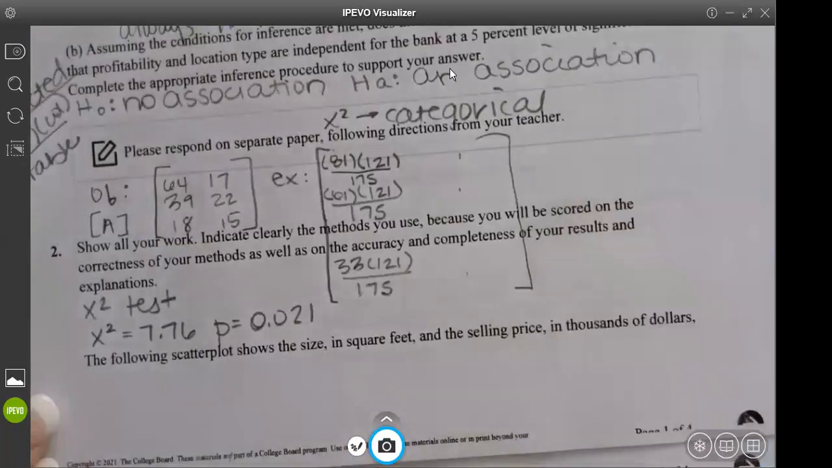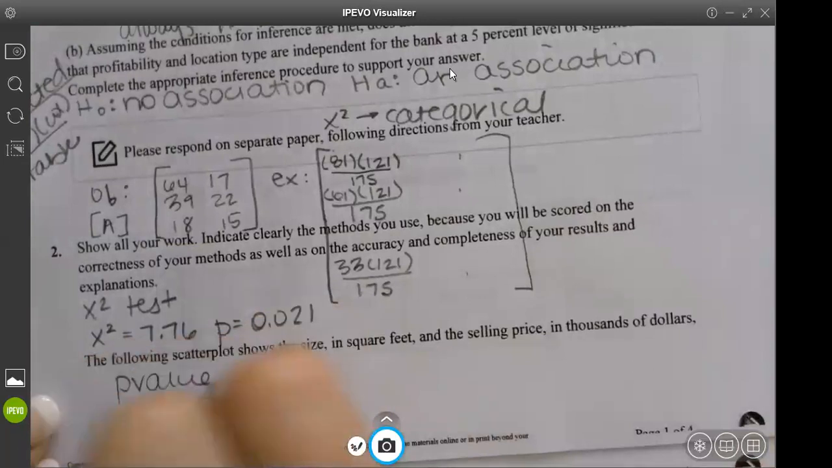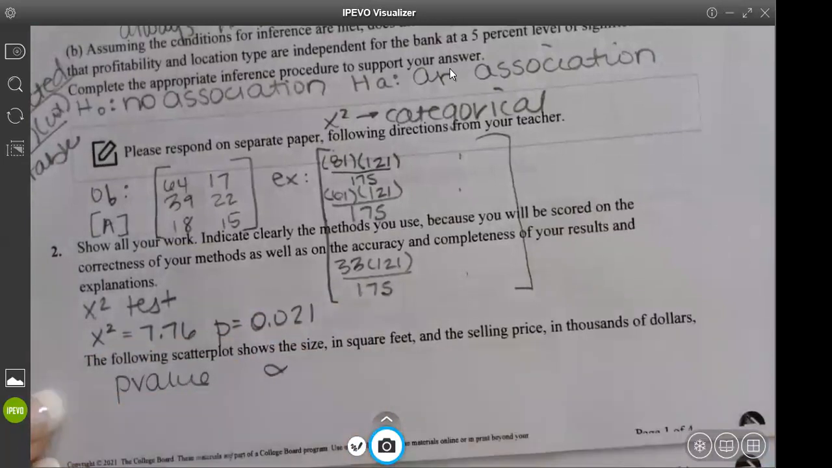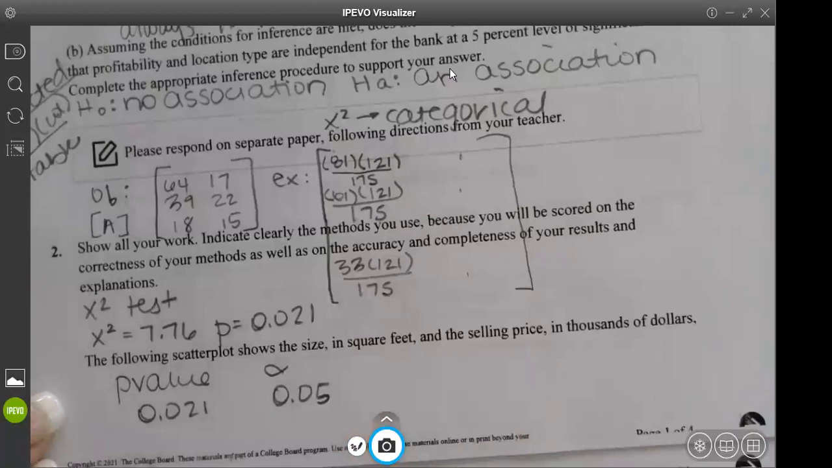And I know I'm going into number 2, but we're not going to do the work on here for just a minute. To come to a conclusion, you're going to compare your p-value to your alpha. Your p-value is 0.021. Your alpha is at 5%, so 0.05. 0.021 is less than 0.05, so what does that mean?